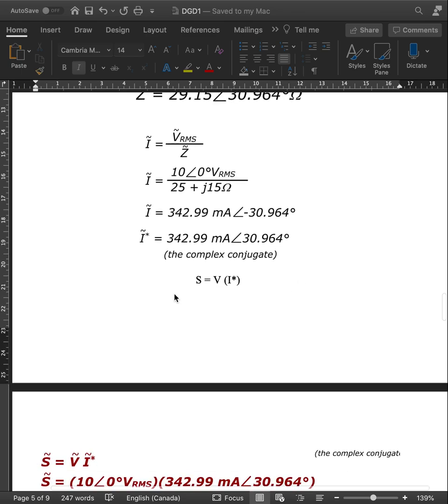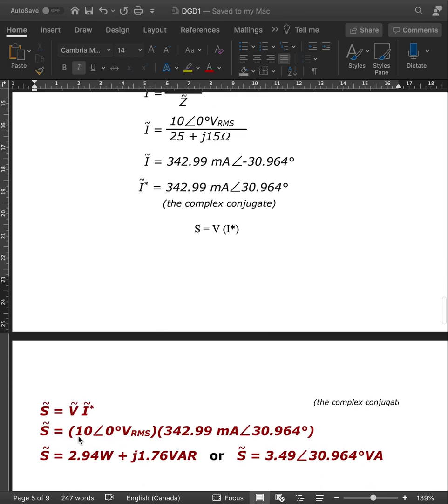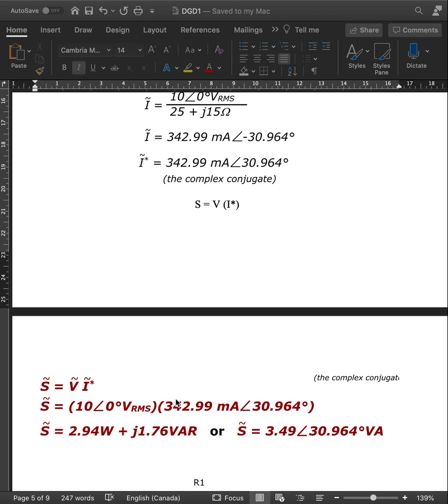S is equal to VI. Then we use the same thing. In this case, you just simply multiply each other. It's generally easier in this form. You can just multiply 10 times 342.99 and then just add up the angles if there are any angles. Or you can convert into the other form and just add the real terms plus the imaginary terms if there are any. Like, let me know if you guys want to see the detailed steps for this. All right, so we get the complex power here.